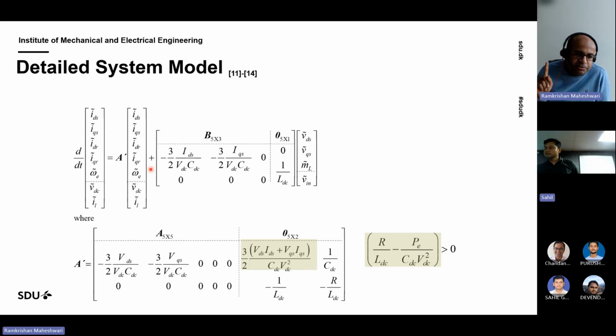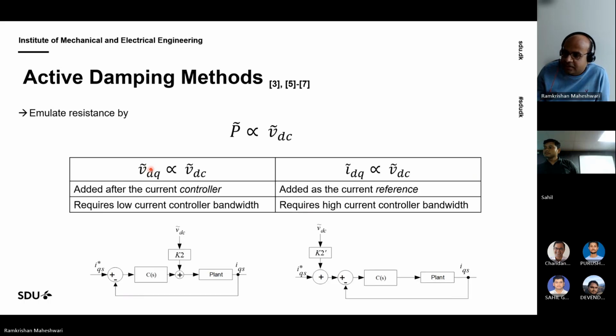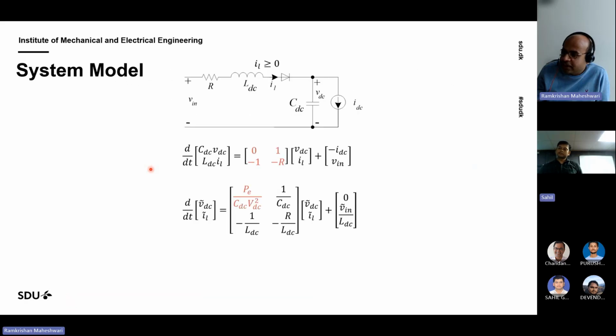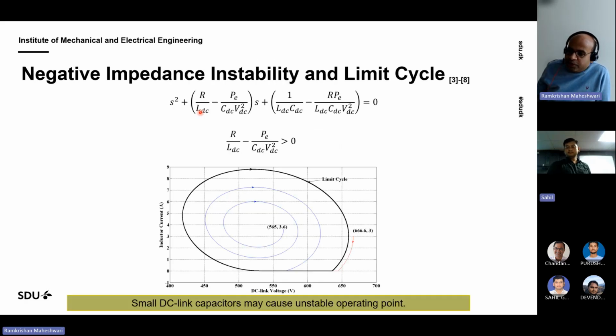I'm not in power systems, but can you tell me, in a weak grid do you have large inductance or small inductance? Large inductance, sir. Large inductance is a big issue here. So if you have a large inductance and a small resistance, this quantity becomes small. High power, small capacitance, this quantity becomes large. It's a problem.